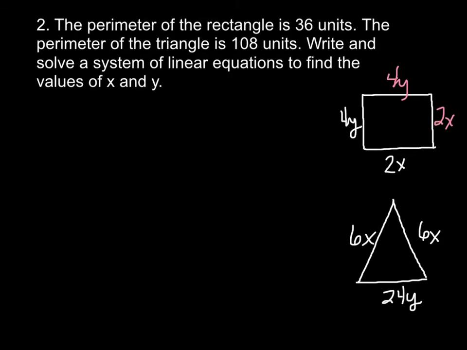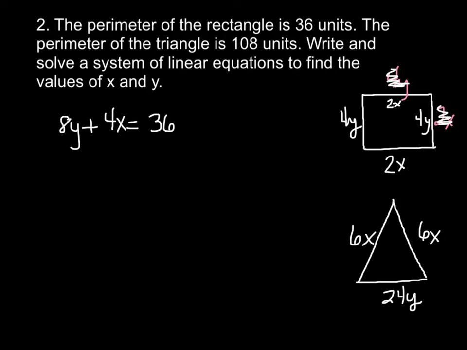Well, it's not letting me erase them, so I'm just going to cross them out. This would be 2x, and this one would be 4y. Because we're talking about perimeter, that means we add up all the sides. So 4y and 4y gives us 8y. 2x and 2x gives us 4x. That gives me a perimeter of 36 units.